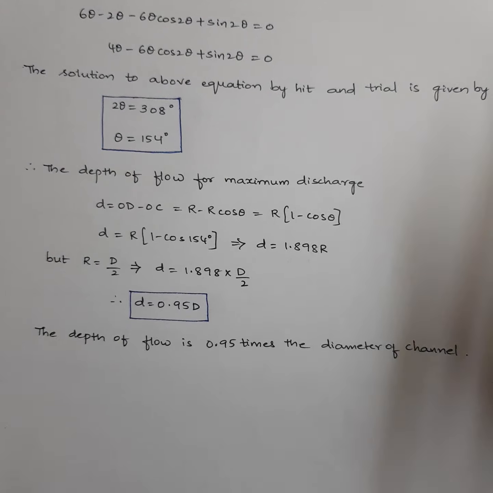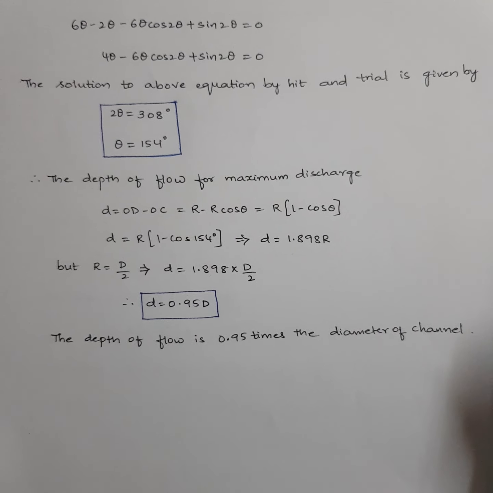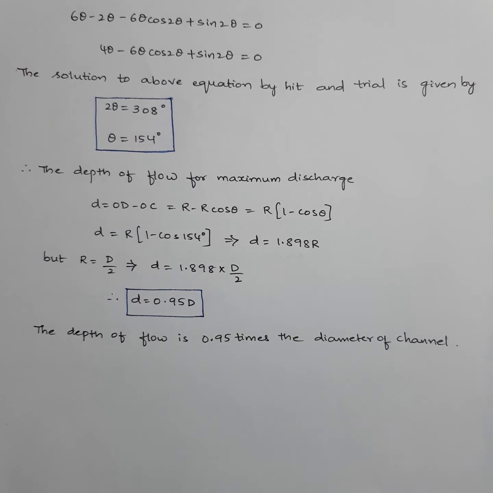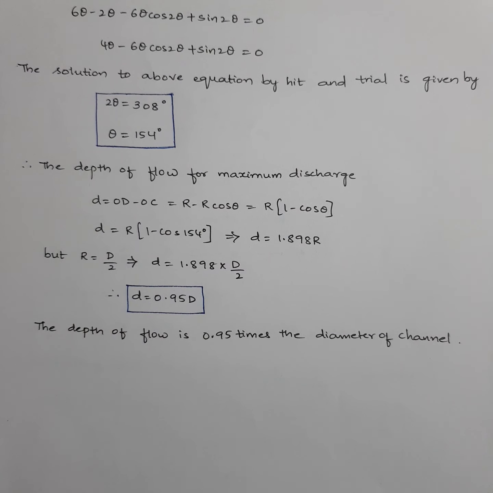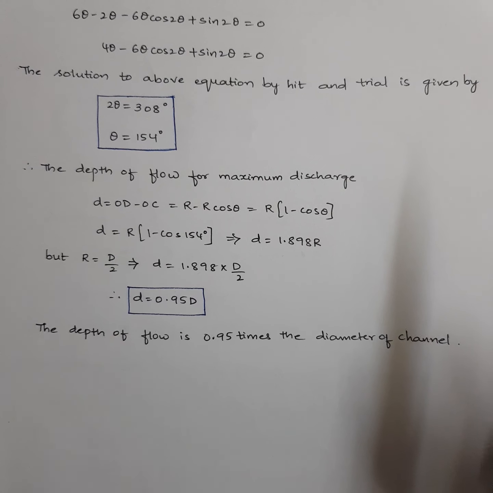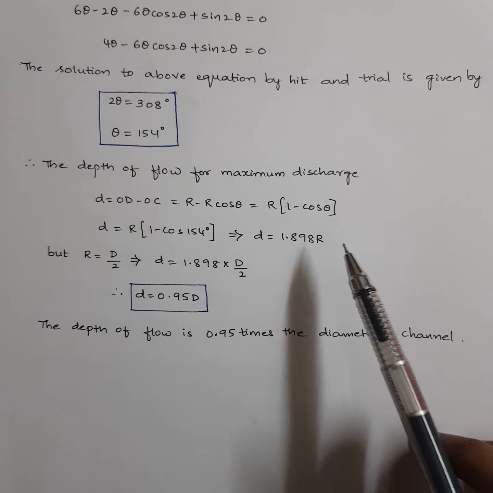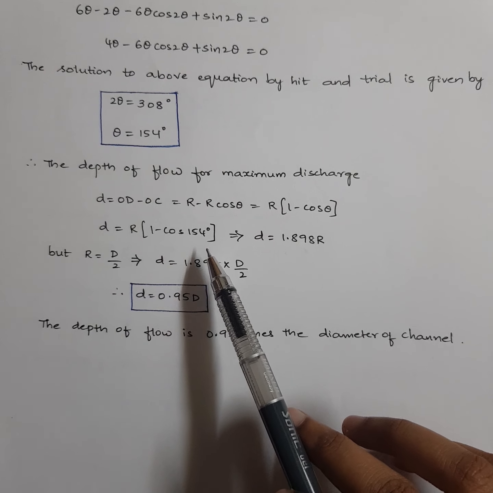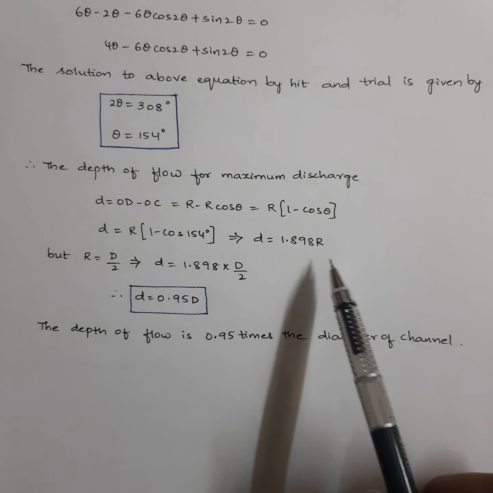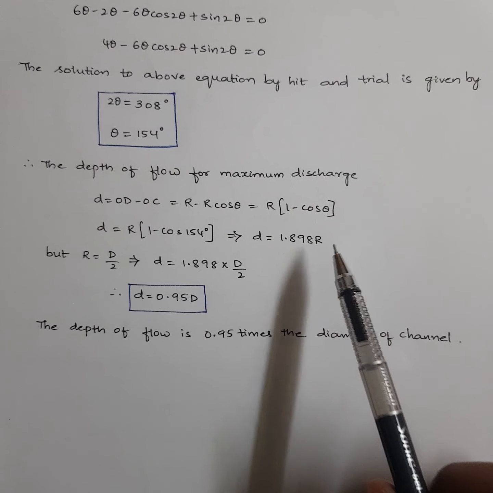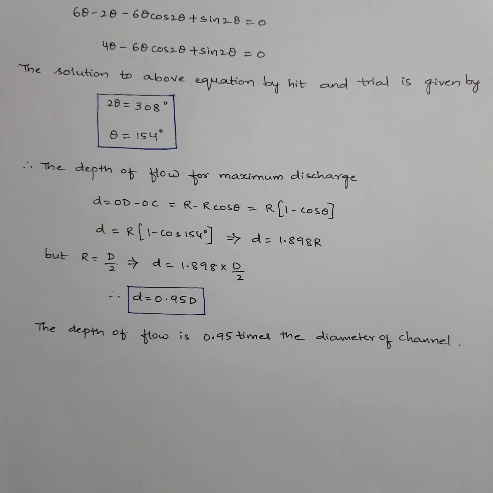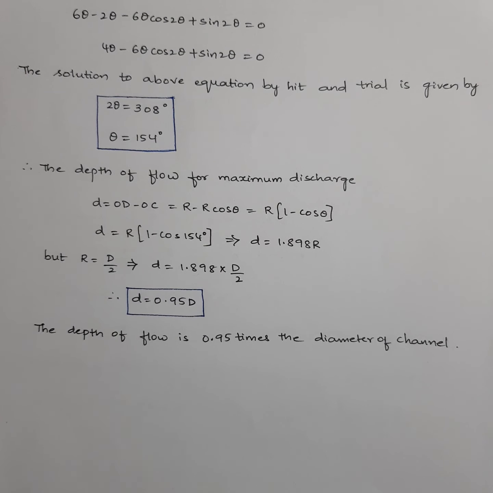So what we will do directly, we will use the hit and trial method. By the hit and trial method, 2 theta came out to be 308 degrees, which means theta is 154 degrees. Okay, you have to remember these values. Therefore depth of flow, same formula, OD minus OC, which is r into 1 minus cos theta, r into 1 minus cos 154. So small d is 1.898 times r, but we want it in terms of diameter, so put r equal to D by 2. So you will get small d as 0.95 times the diameter of the channel.